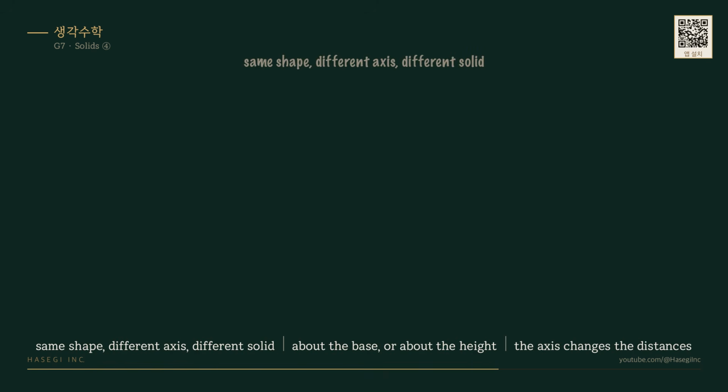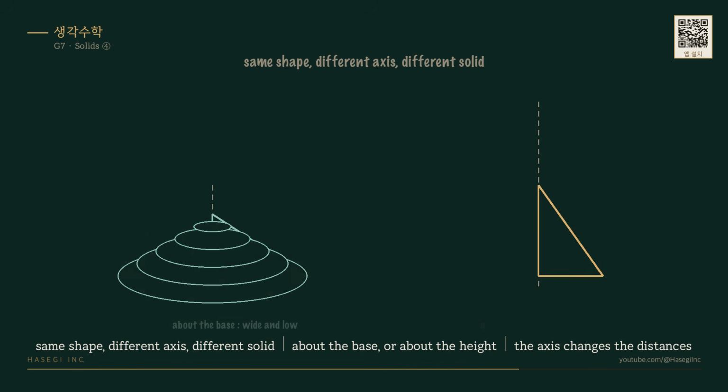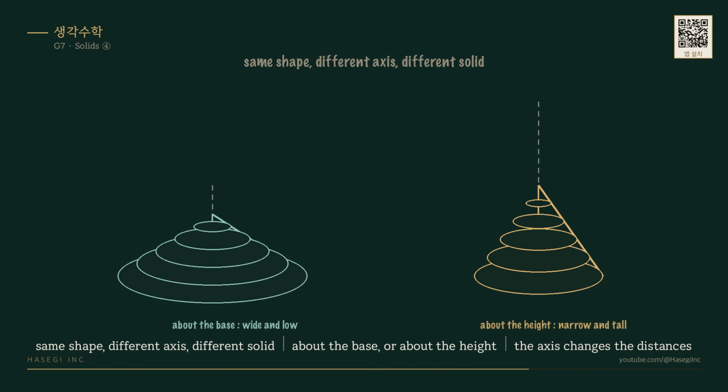Spin the right triangle about its base and you get a wide, low cone. Spin it about its height instead and you get a narrow, tall one. The shape has not changed, but the distances to the axis have. Choosing the axis is half the answer.